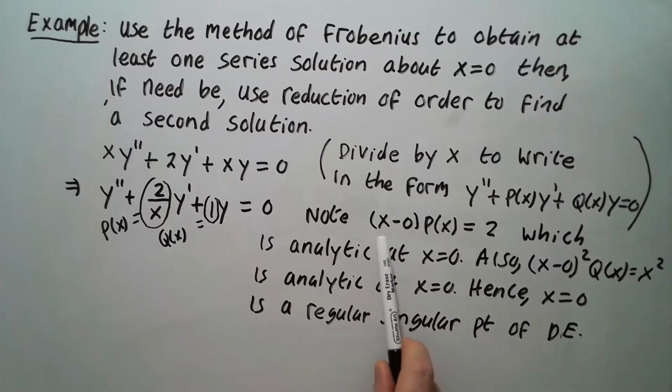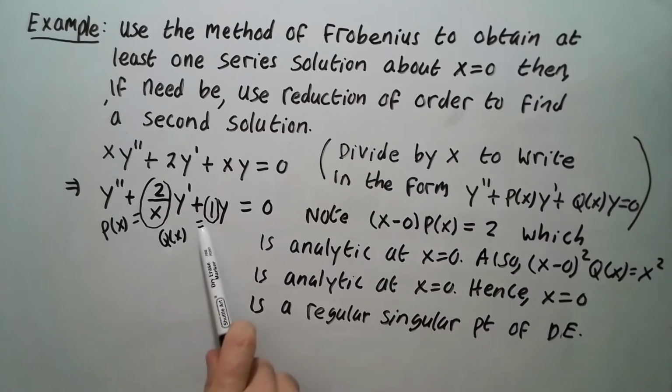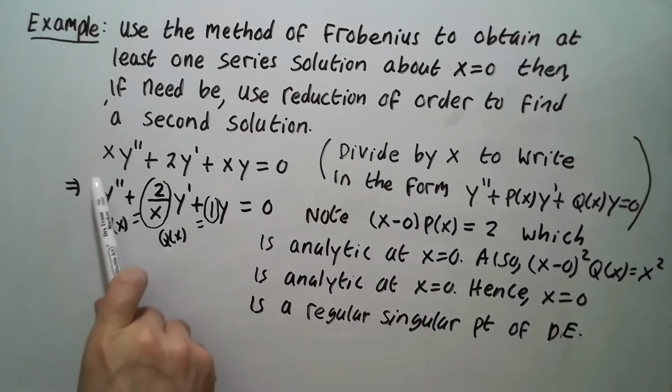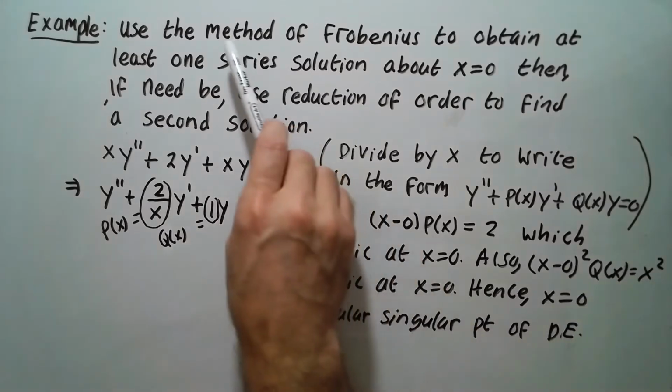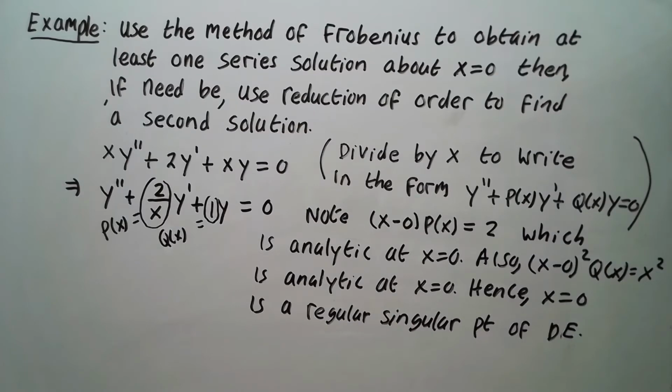So if I take x minus 0, or just x, multiplied by p, the x will cancel to become 2. And 2 is analytic at x equals 0, because you can think of 2 as a power series. Also, x minus 0 squared times my q, which is just 1, will be x squared, and x squared you can think of as a power series. So it's analytic at 0. Hence, x equals 0 is a regular singular point of our differential equation. Whenever you have a regular singular point, you can use the method of Frobenius to find at least one series solution. Okay, so now let's start to find the series solution.